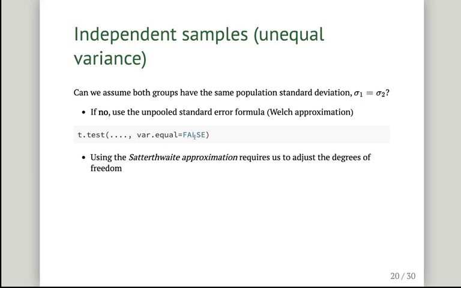However, if we're not willing to make that assumption, we'll set var.equal to false and use what's called the unpooled or Welch approximation. This then uses another approximation called the Satterthwaite approximation to adjust the degrees of freedom. It's a whole thing. Again, formulas and details are in your textbook if you're interested. All we really need to know is what to use to implement these assumptions and when to make a particular assumption.